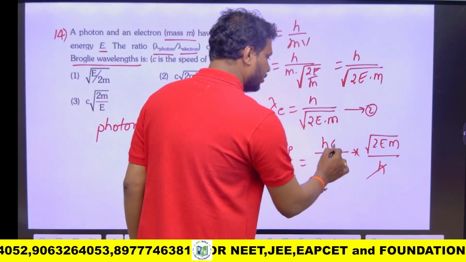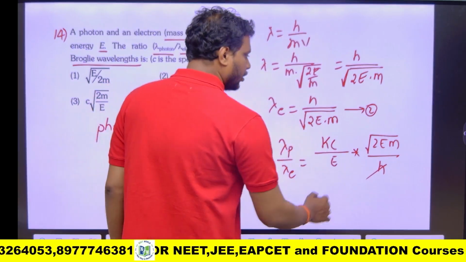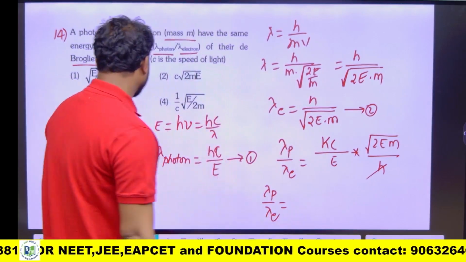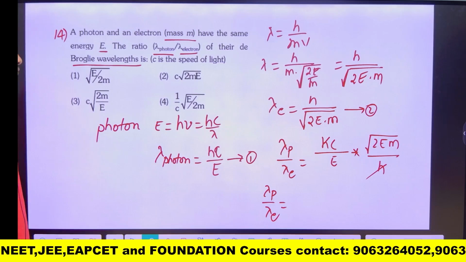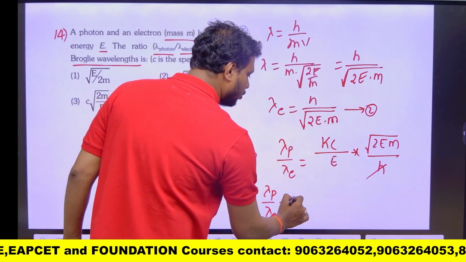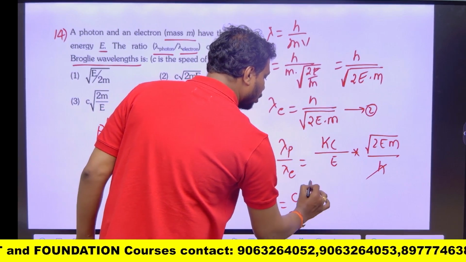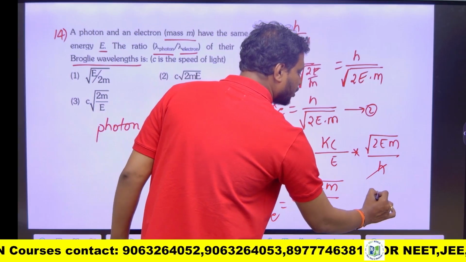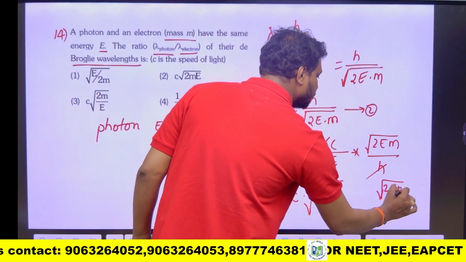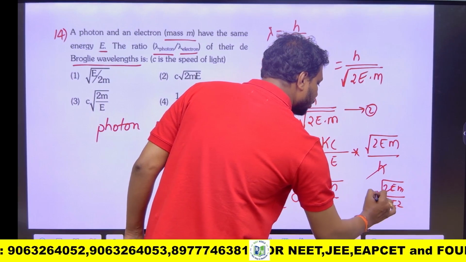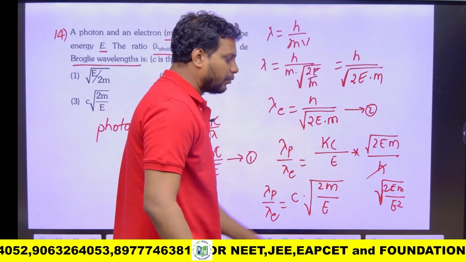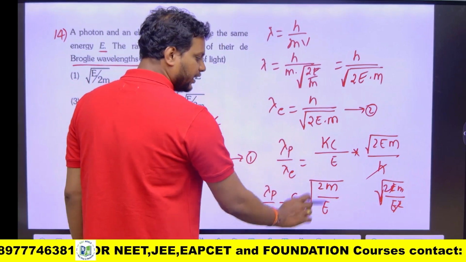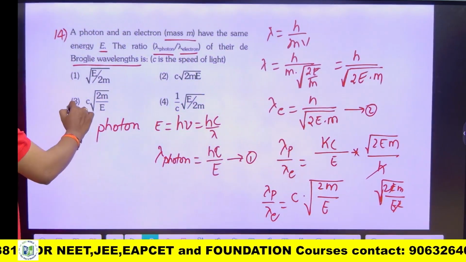You can cancel h and h. If I write this lambda p by lambda e, and bring this E also under the root, then it is c into under root of 2m by E, because if E is also under the root, you can write 2Em divided by E square. So if I take this E under the root, it becomes E square. Then we can cancel one E and one E here, leaving 2m by E under root. So option 3 is correct.